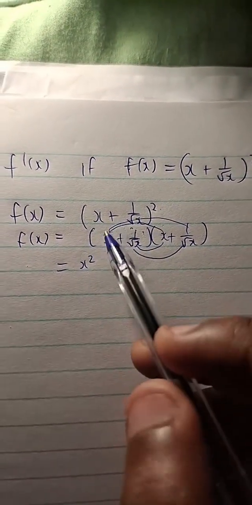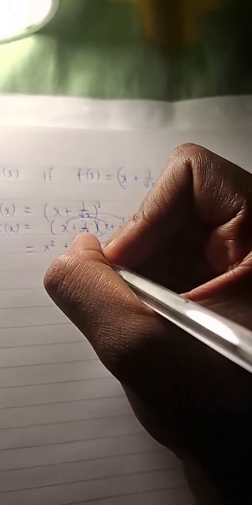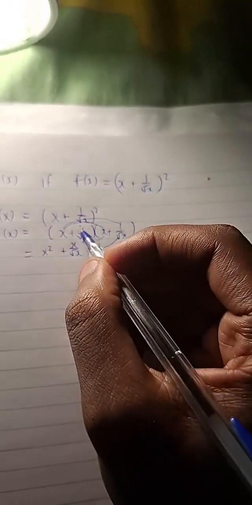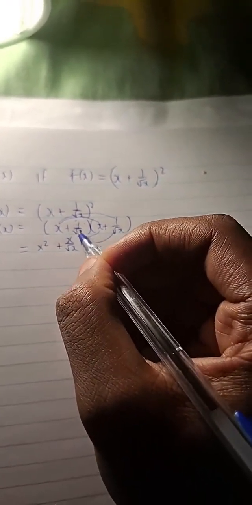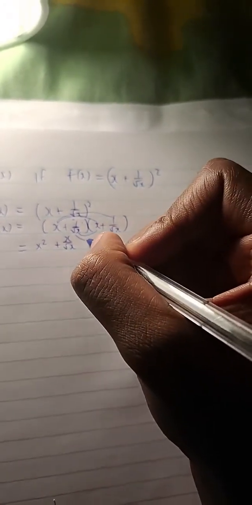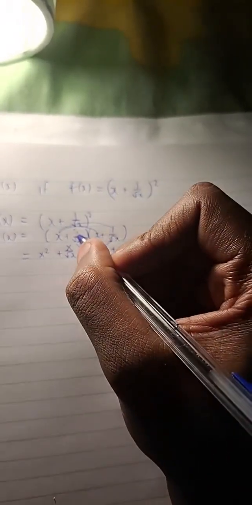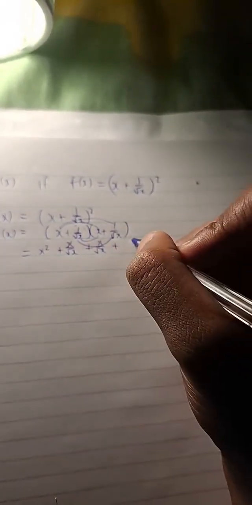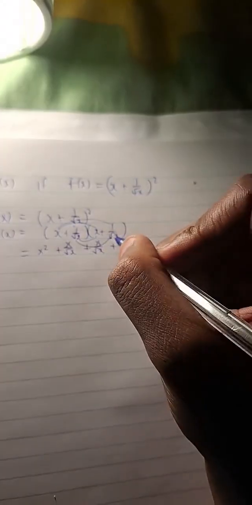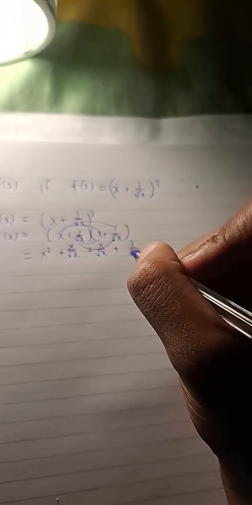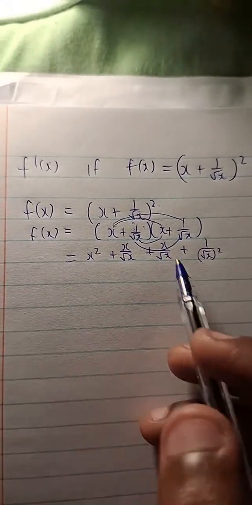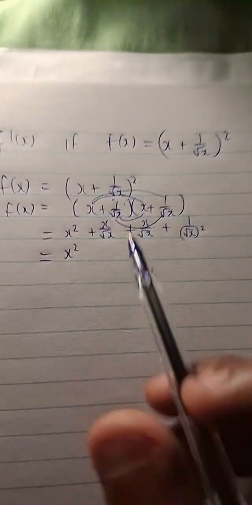So x times x is x squared. X times 1 over root x gives us x over root x. Then 1 over root x times x gives us another plus x over root x, plus 1 times 1 gives you 1, root x times root x gives you root x, the whole thing squared. So I'm going to simplify all of these. Now this is x squared.